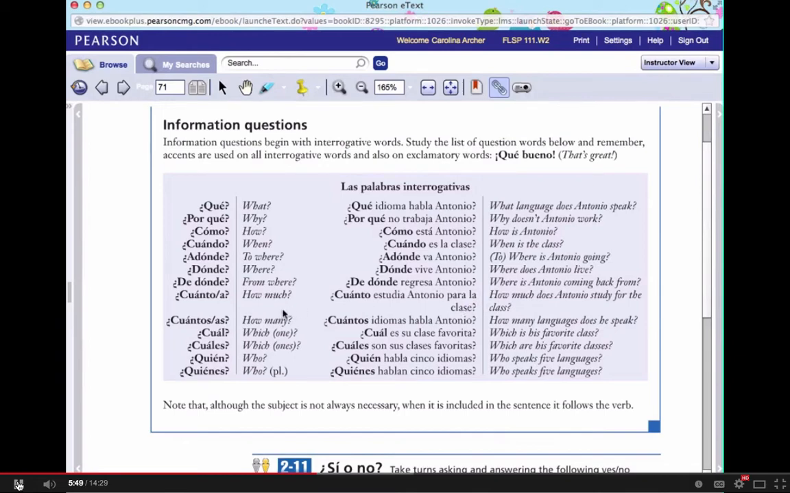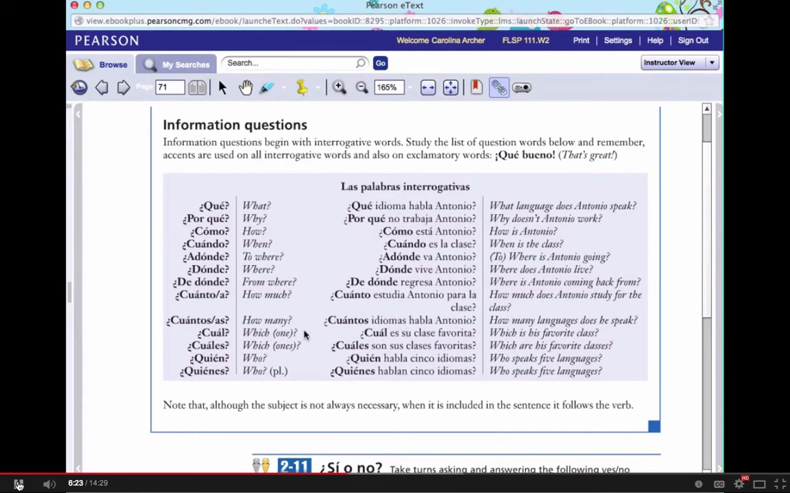And ¿cuántos or cuántas? How many? Depending on whether you're talking about something feminine or masculine, singular or plural. ¿Cuántos idiomas? Idioma is another one of those words that comes from the Greek, that end in ma, that are masculine, so we're going to use the masculine form and plural. ¿Cuántos idiomas habla Antonio?